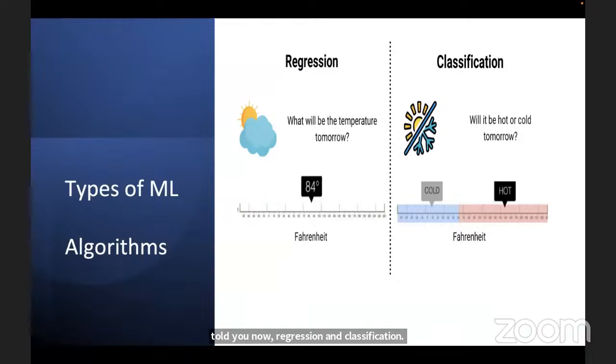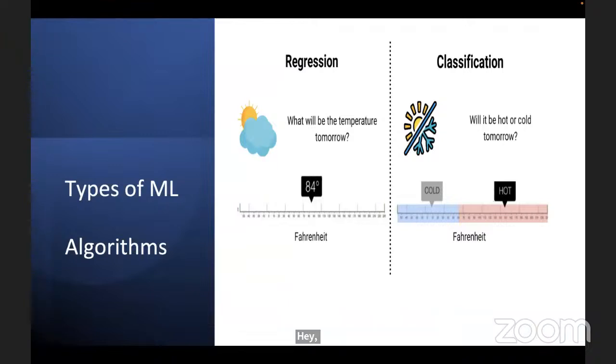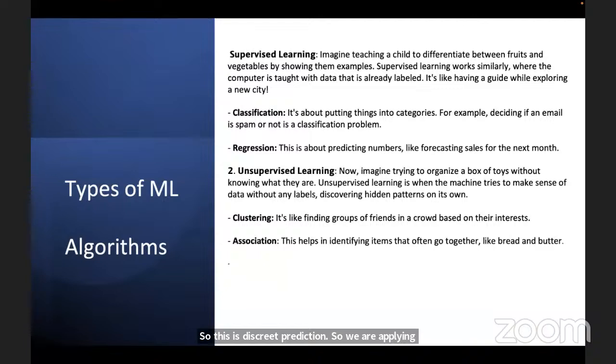If I want to predict the temperature for tomorrow, the temperature is a continuous quantity, so we are using regression. If I want to predict whether tomorrow will be a cold day or a hot day, either hot or cold, this is a discrete prediction, so we are applying a classification algorithm here. This is the simple meaning of when to use regression and when to use classification. Classification is used when you want to predict a discrete value, and regression is used when we want to predict a continuous value.